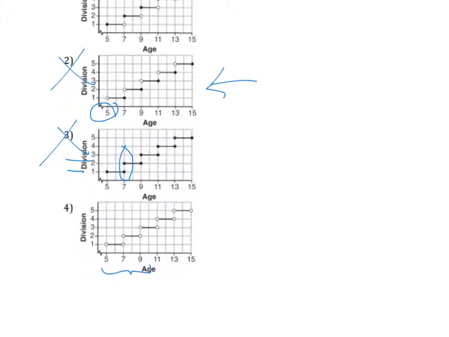And this one excludes everything when he turns 5 or 7. Okay, so this one doesn't make sense. The one that makes more sense is for all the values including 5 through 7, he's wrestling in Division 1, and then he gets bumped up, that's the solid line here, at Division 2, or the solid line and dot at Division 2. So this is choice 1.